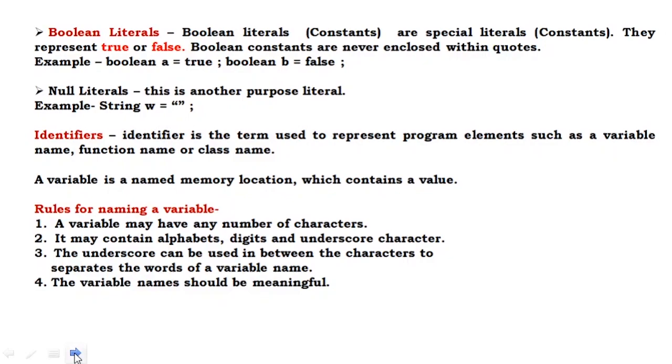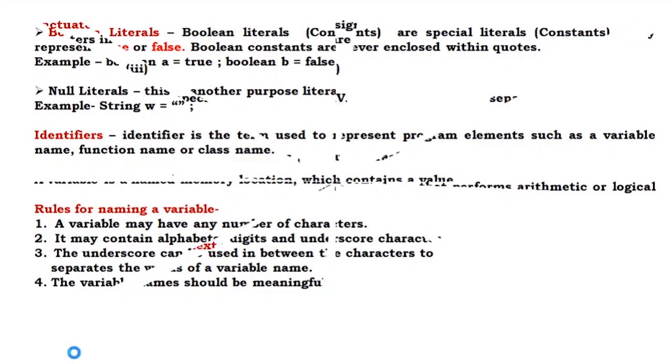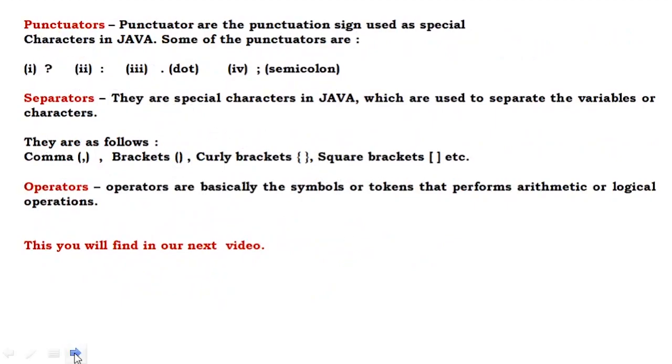Next is identifiers. Identifier is the term used to represent program elements such as variable name, function name, or class name. A variable name is a named memory location which contains a value. Rules for naming a variable: a variable may have any number of characters. It may contain alphabets, digits, and the underscore character. The underscore can be used in between the characters to separate the words of a variable name. The variable name should be meaningful.